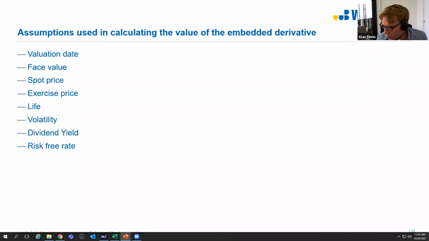The assumptions used in the value of the embedded derivative are the valuation date, obviously the date that the note's entered into, the face value, the spot price, and the exercise price. The spot price is the price on the date the note is issued. The exercise price is the potential conversion price. Then the life. The volatility is an interesting one, and that can be calculated quite easily if you're a listed company, based on the daily trading data. Dividend yield likewise, and then also the risk-free rate, which these days is pretty minimal.